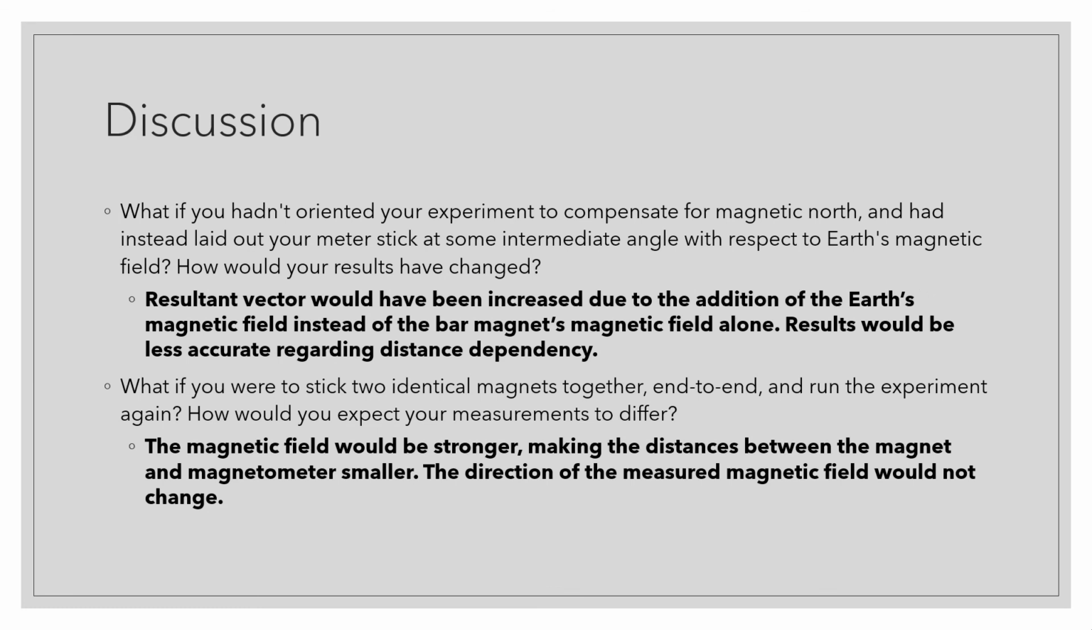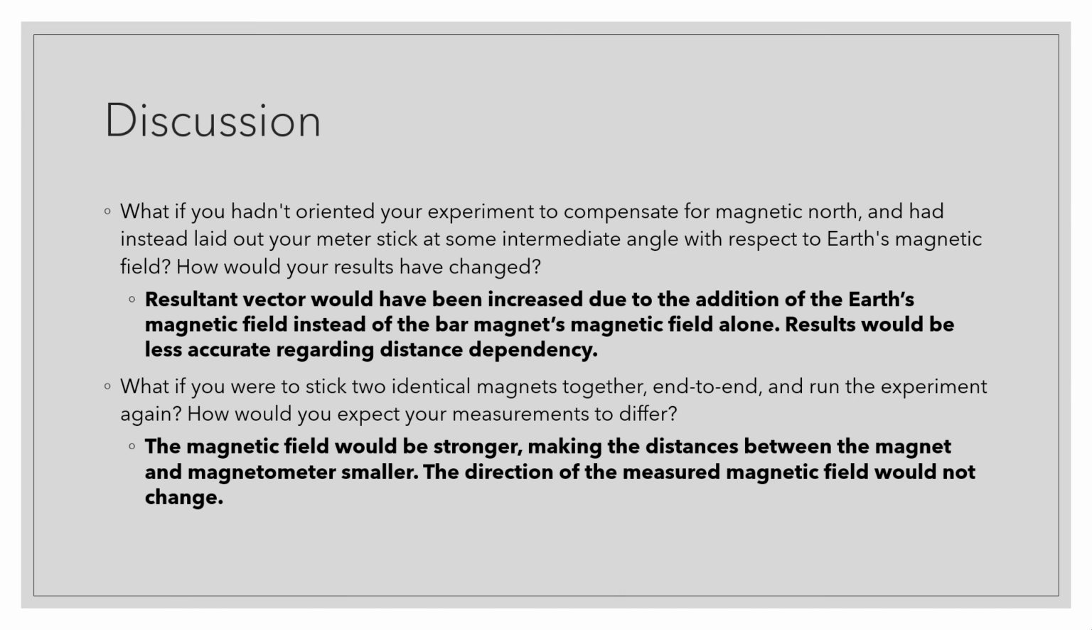Some things to consider afterwards are, 1. If we hadn't oriented the experiment to compensate for magnetic north and instead laid the experiment at an intermediate angle, then the resultant vectors of the on-axis and off-axis magnetic fields would be larger because of the presence of the Earth's magnetic field. The distance dependency would be much less accurate because of this.